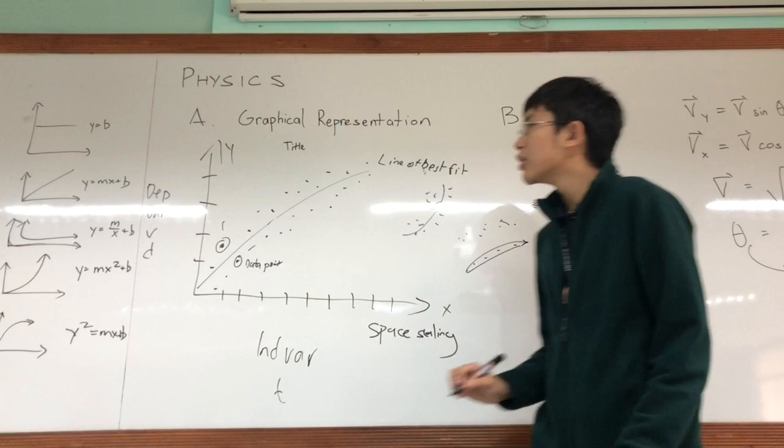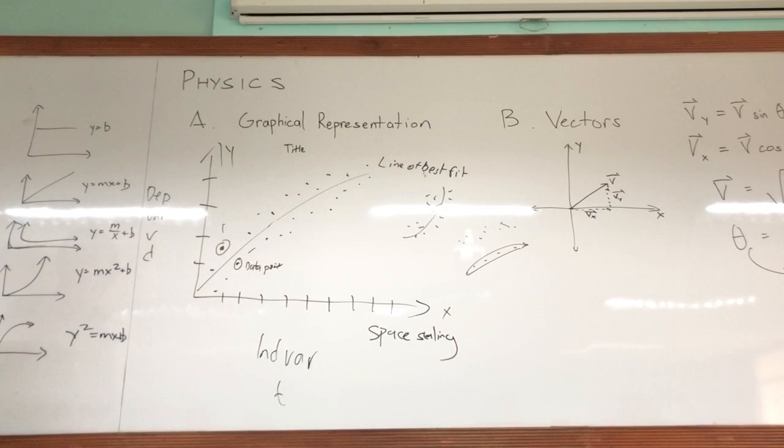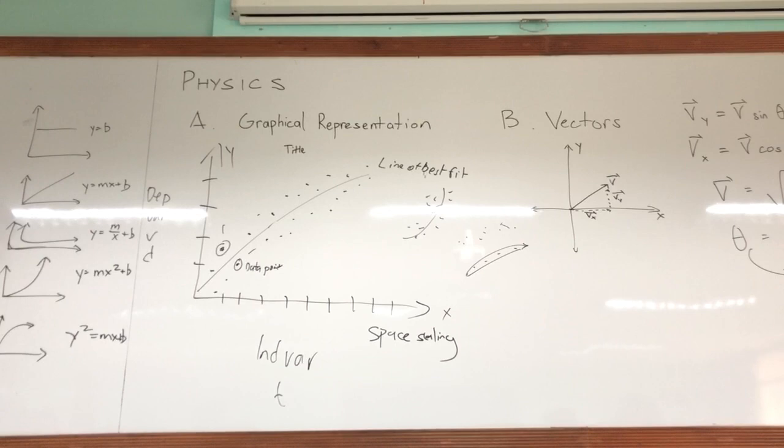linearization of a graph. If you have a flat line, it's just y equals b, so there's no need to do anything to the data. If it's a slope line, again, you already have a regular line. These three are the ones you will need to manipulate the data.